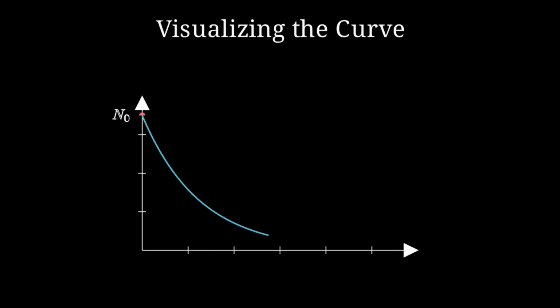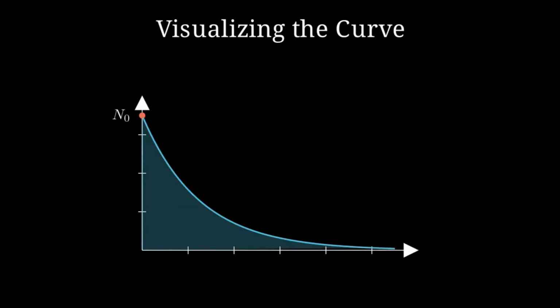Look at the shape of this graph. It starts steep, representing a rapid loss when the amount is high. As the amount decreases, the slope flattens out. Mathematically, the curve is asymptotic to the x-axis, meaning it theoretically never reaches zero, even though it gets incredibly close over long periods.